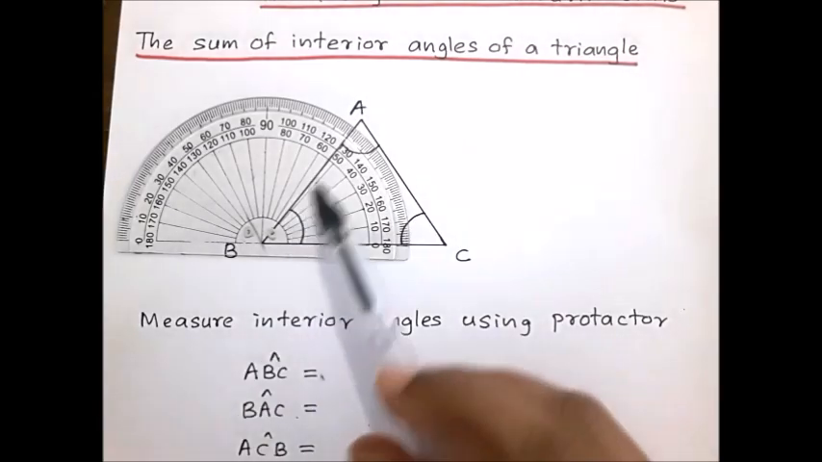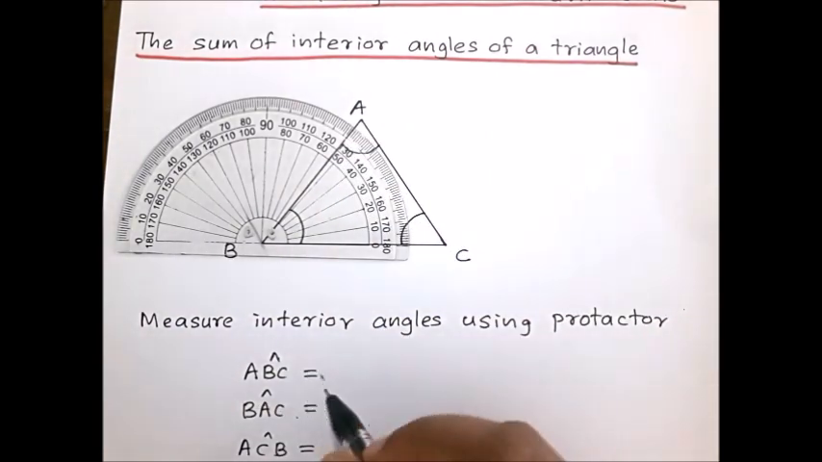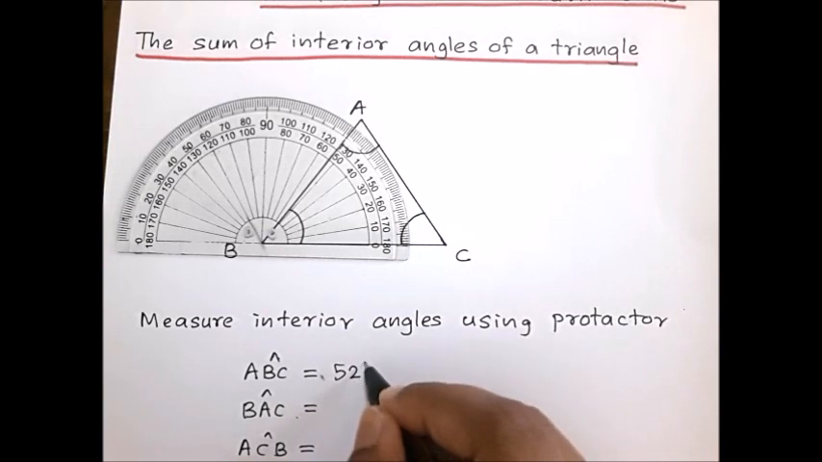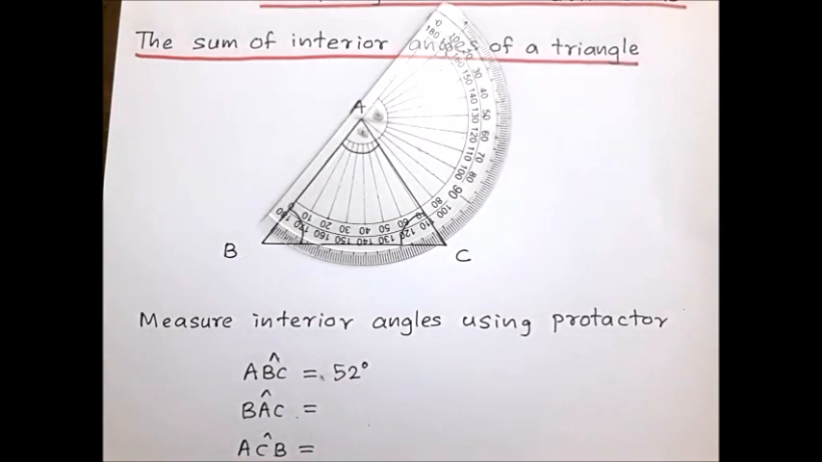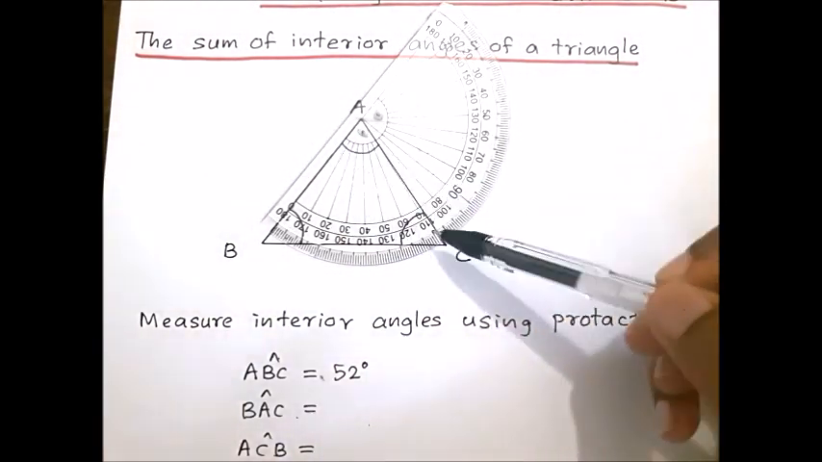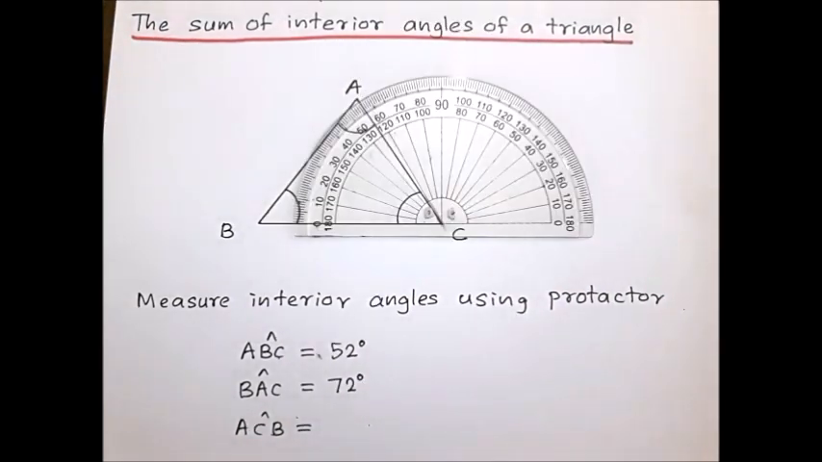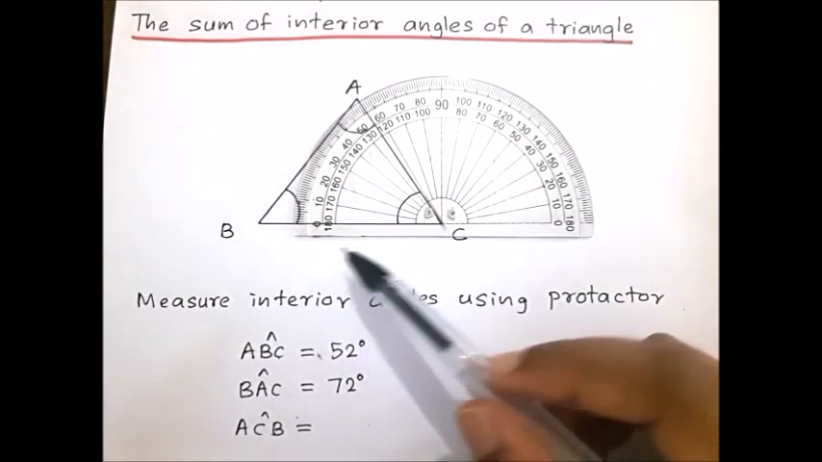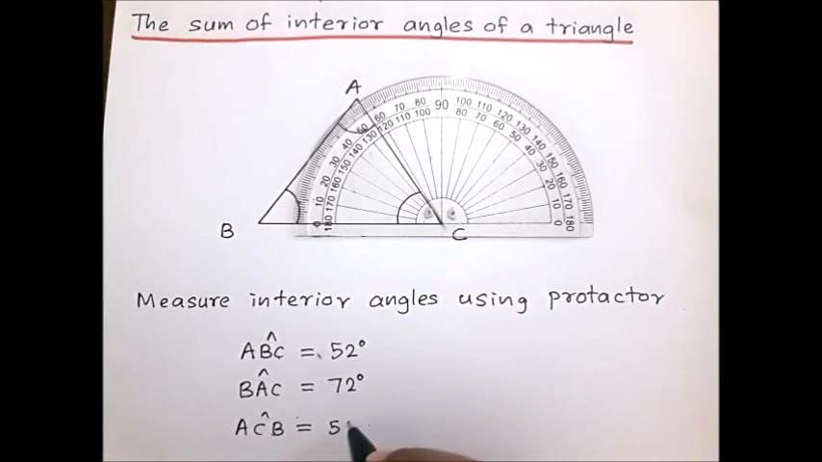At first I am going to measure angle ABC. You can see here 52 degrees. ABC equals 52 degrees. Then I am going to measure angle PAC. It is 72 degrees. Then measure angle ACB. It is 56 degrees.